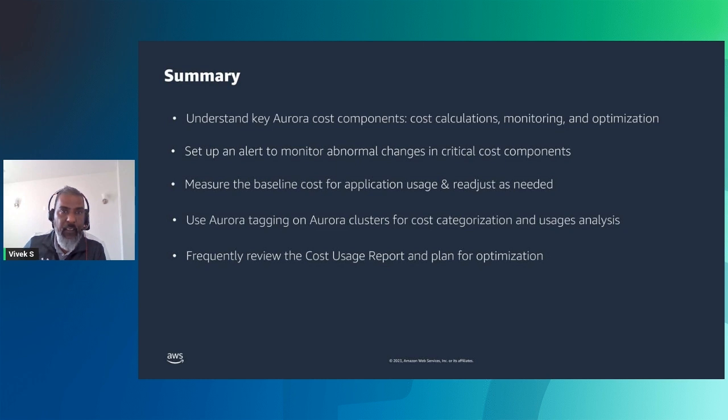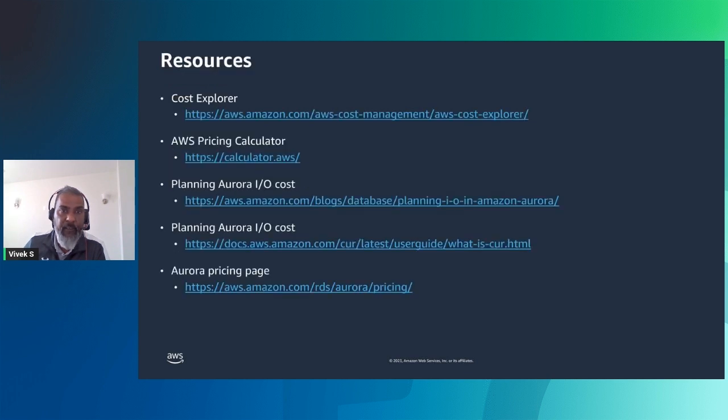And then you can measure the baseline cost of the application usage. You can use the AWS cost estimation tools and make sure that you are within your budget for Aurora. And we learned about Aurora tagging. By tagging, you can know which environment is most expensive for you. You can control your budgets or spending on that environment using the cost and usage report.